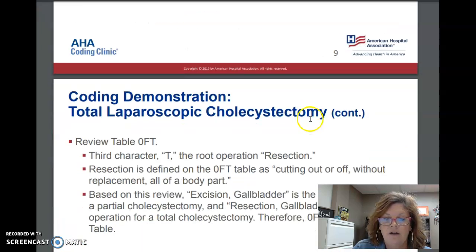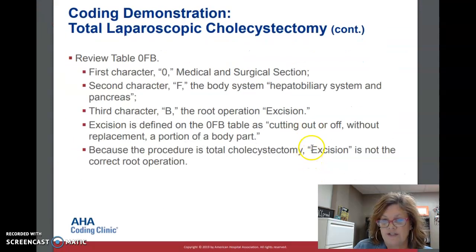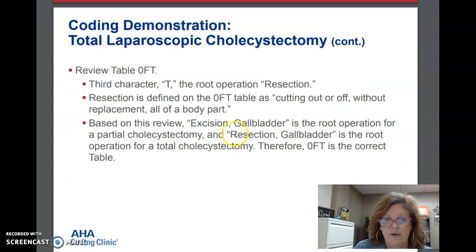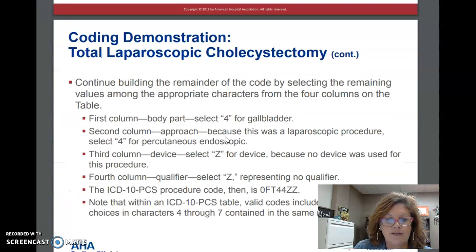So again, what they want to do, we want to go to 0FT for resection because it's a total cholecystectomy. They're taking the whole gallbladder out. If it would read partial, then we would use the excision root. Okay, this is why it's very important that you read through your roots. All right, so 0FT is correct on the table.